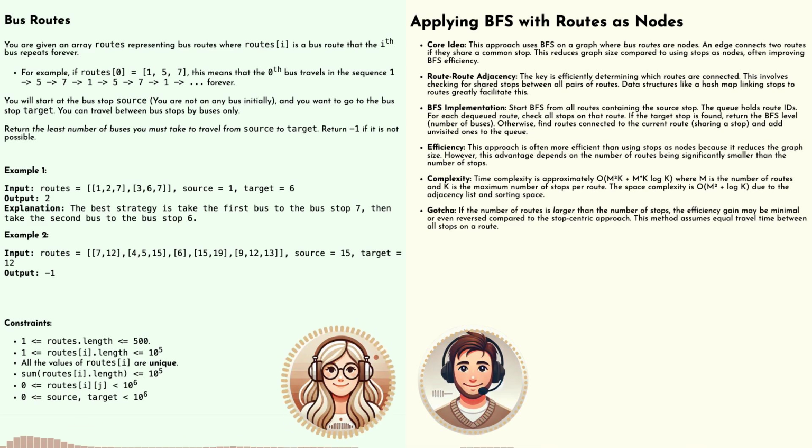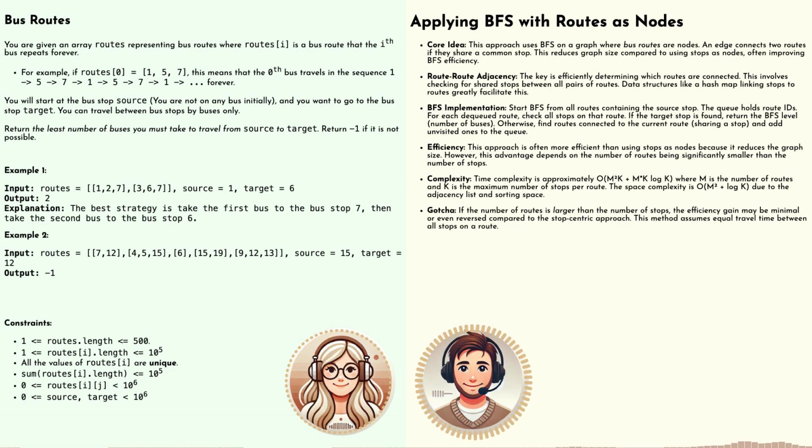Right. We're not hopping between stops anymore. We're hopping between routes. Exactly. So we start by looking at all the routes that contain our starting bus stop. Those become our initial nodes. So it's like saying, okay, I'm at this stop. What buses can I get on right now? Exactly. And then for each of those routes, we check if our destination is on that route. If it is, boom, we found a path, and the number of routes we've explored is the number of transfers. Just like before. Exactly.